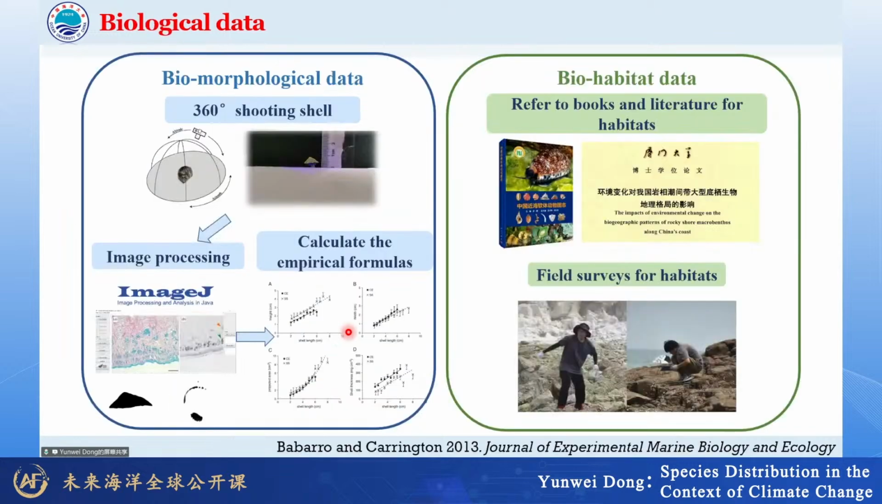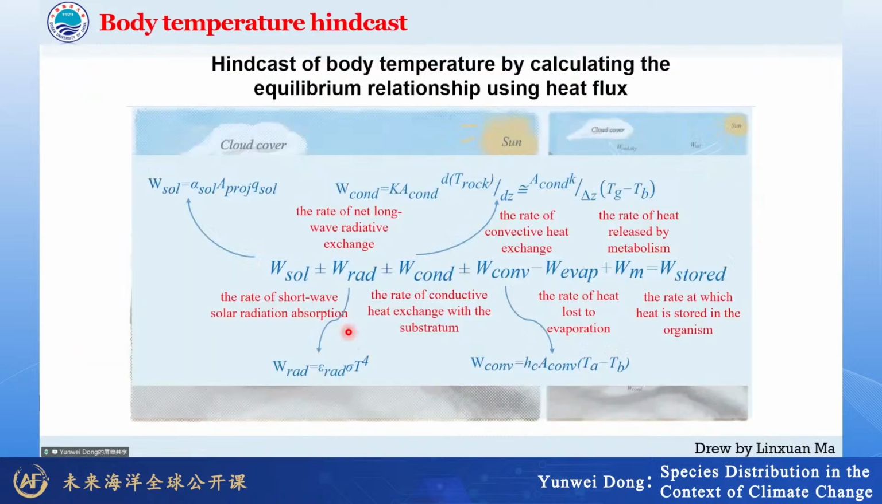Also, animals with different morphology, different shapes, will have different body temperatures. So we need to measure the shape of the body and also do the validation. Lin Xuan has done lots of this work in the field. Finally, when you get all the data, you can calculate the body temperature based on the equation.